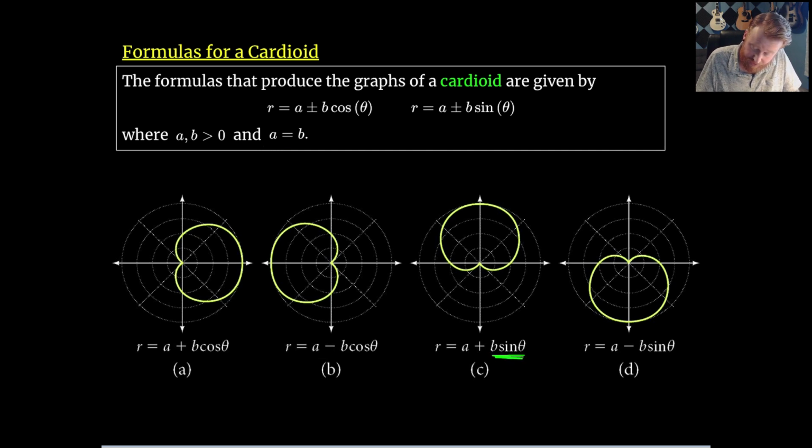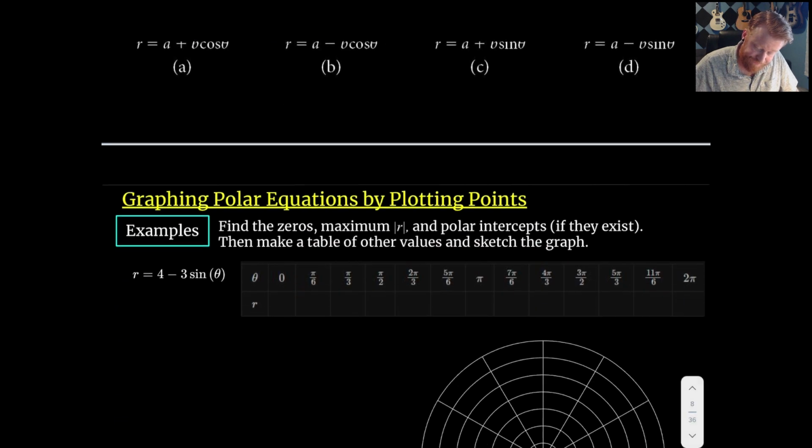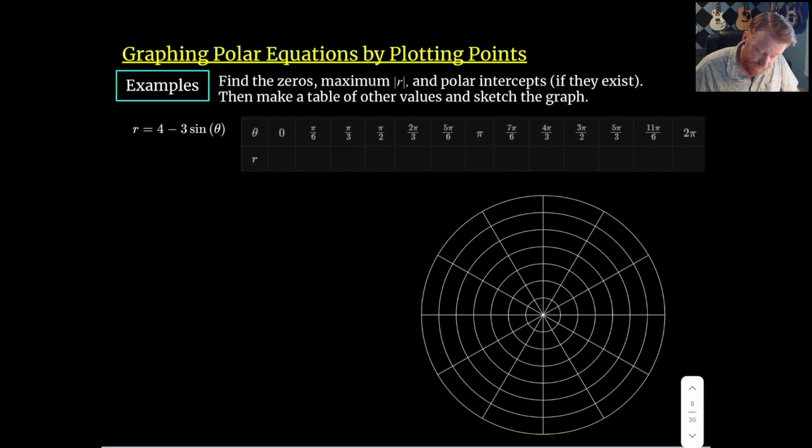And then for sine, we have these living on the y-axis. So if the b value has a positive in front of it, then it will live mostly on the positive side. That's where the largest value will be. Or if we have a negative in front of the b value, then it will be down in the negative direction. But sine is associated with the y-axis, or what we might call the sine axis, and cosine with what we would normally call the x-axis, or the polar axis as we call it here. So there we go. Those are cardioids.